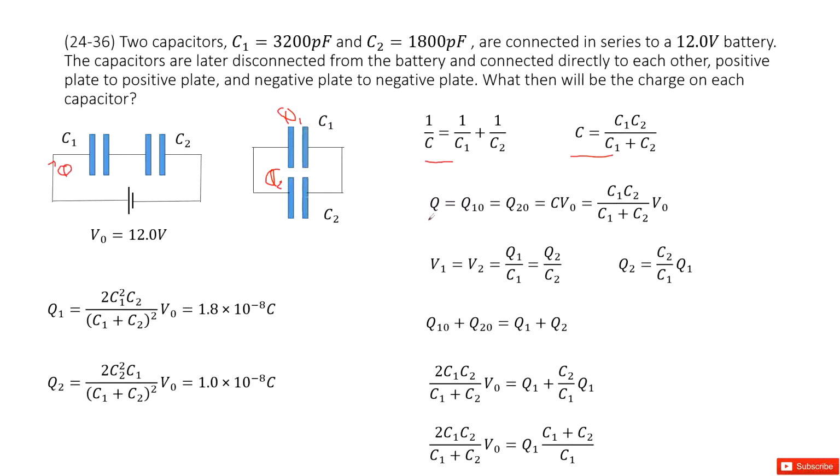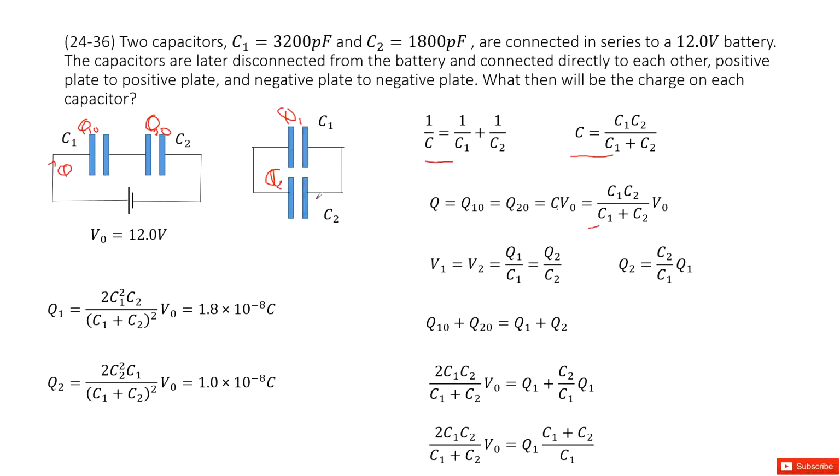Yes. The charge must be the capacitance C times V0. And since this is a series connection, the charge Q equals Q10, the initial charge for capacitor C1, and Q20. Agree? Yes. So now you input C inside and get a function that looks like this one.